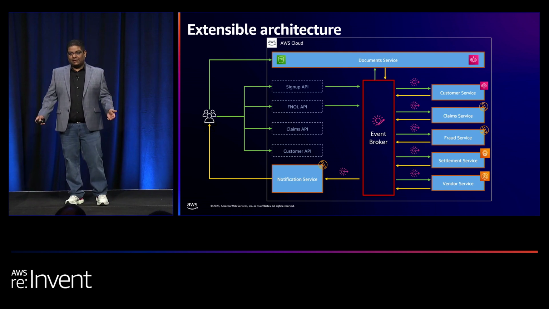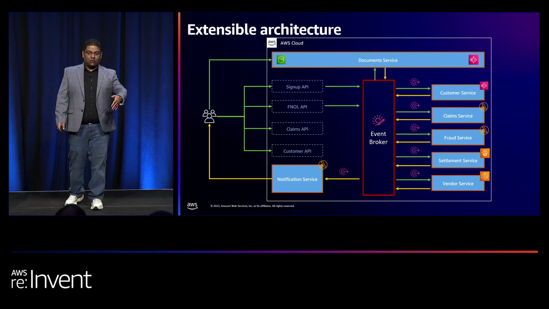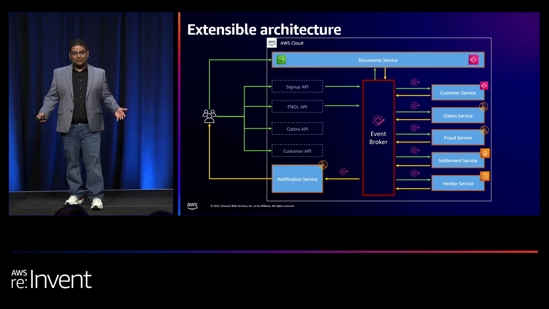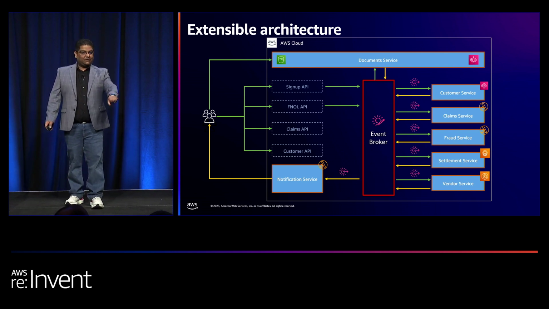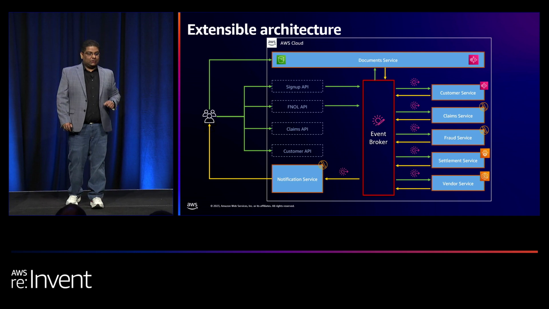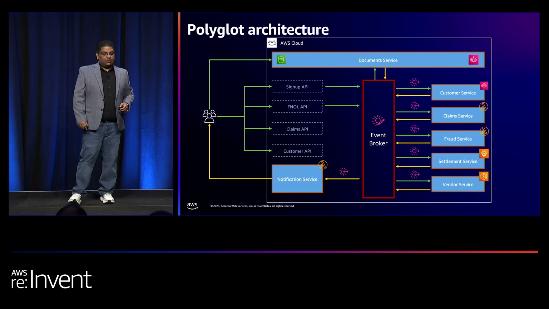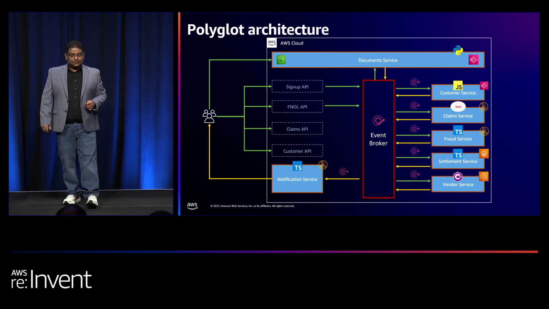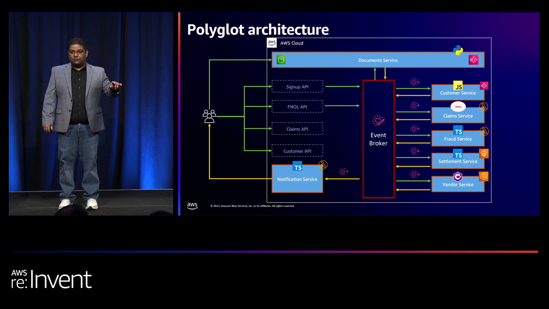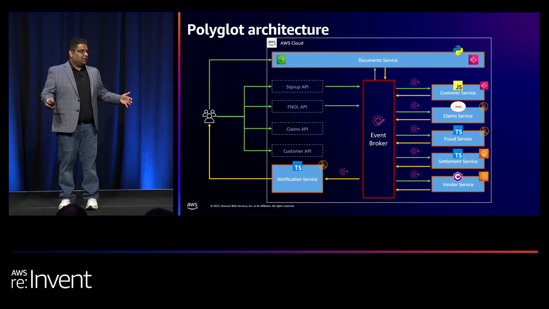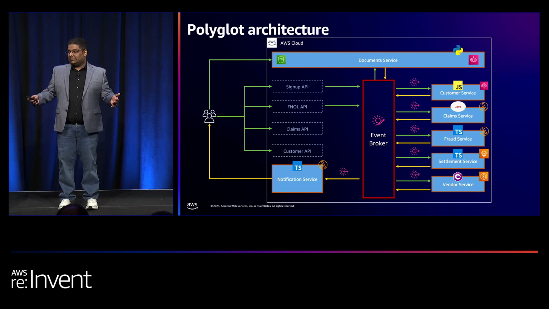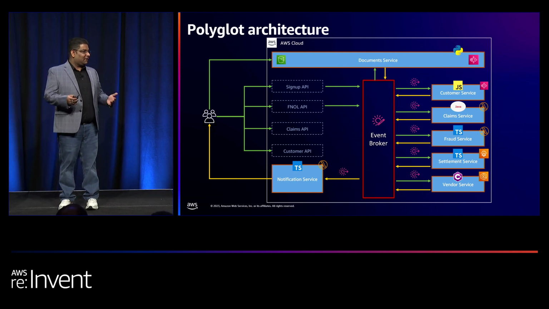I extended this architecture. If I need to add few more blue boxes, I should be able to add them without touching whatever I have here, right? So it's extensible architecture. You also get polyglot architecture. So if you have different teams owning different domains and they work in different languages, you don't have to ask them to move to a single language of choice. They can have different languages of choice as long as they can publish and subscribe events back and forth through the broker.